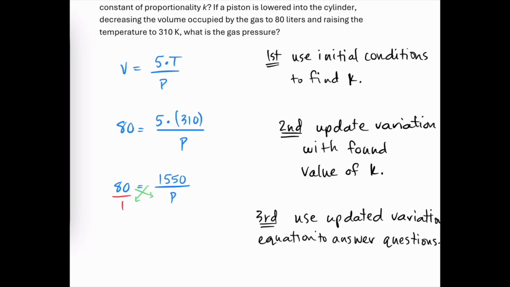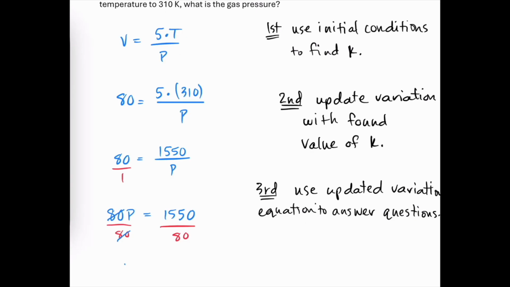Cross multiply only works if I have a fraction equal to a fraction. It doesn't always work, so I usually will multiply both sides by the LCD, which does always work. But in this case, we'll multiply 80 times P, which will then be equal to 1550 times 1, which will just be 1550. Again, cross multiply is only allowed when we have a single fraction on the left and a single fraction on the right. So now to solve for P, we'll divide both sides by 80. So the 80s cancel on the left, and we get that P is equal to 19.375.